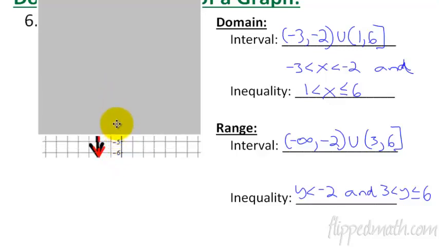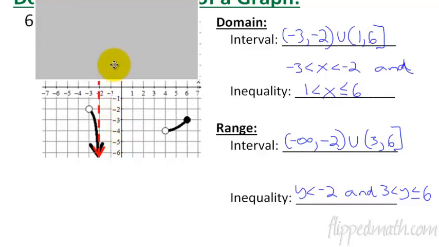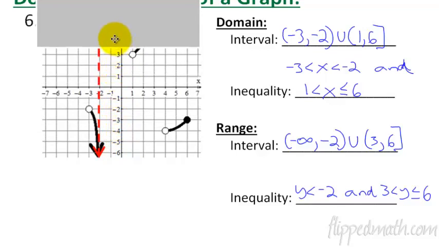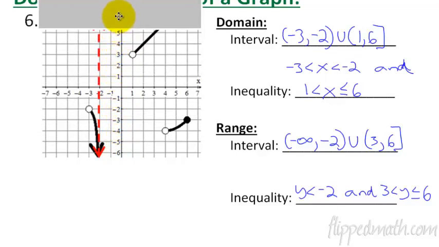As you scroll up here, and then if you keep going, where does it start again? When you get up here to 3, and then it continues up until the y value of 6, and it stops. So you're looking at the y values again.